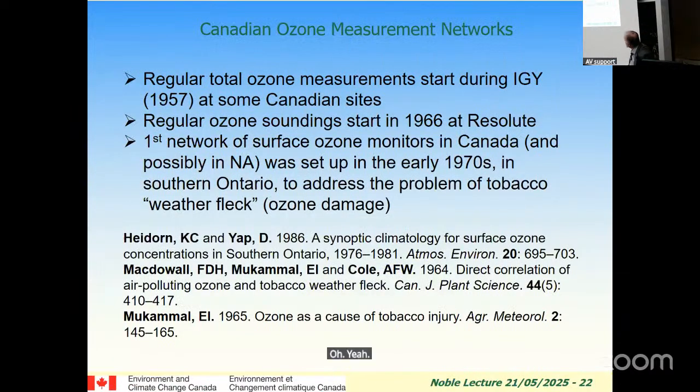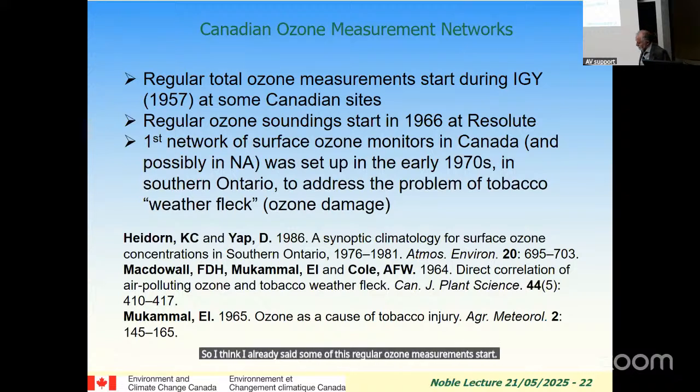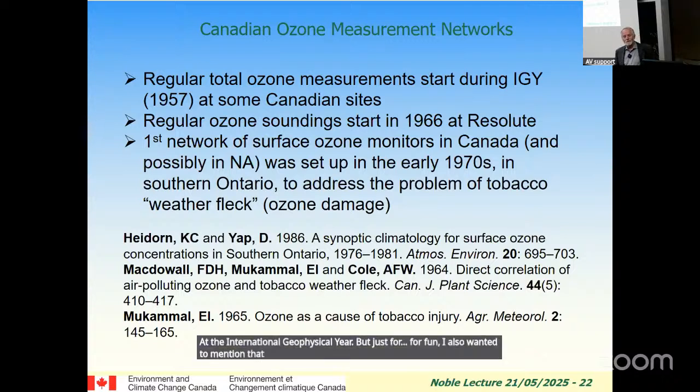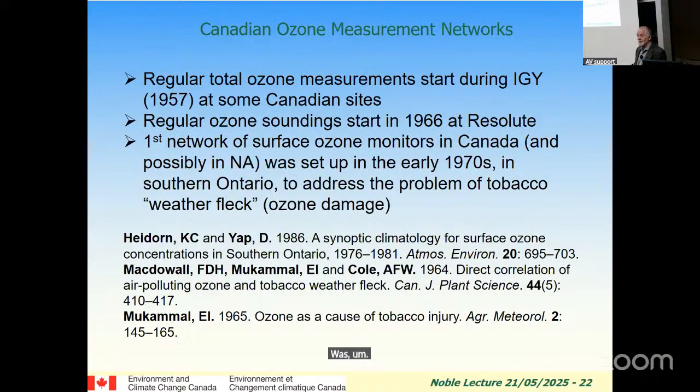So I think I already said some of this. Regular ozone measurements start in the International Geophysical Year. But just for fun, I also wanted to mention that the first ozone network in Canada, and perhaps in North America, there was one in Alabama about the same time, but they're within months of each other, was set up in southern Ontario. And the issue was tobacco fleck.